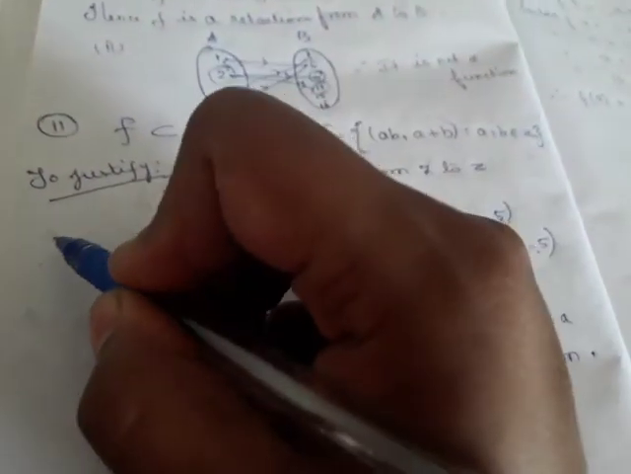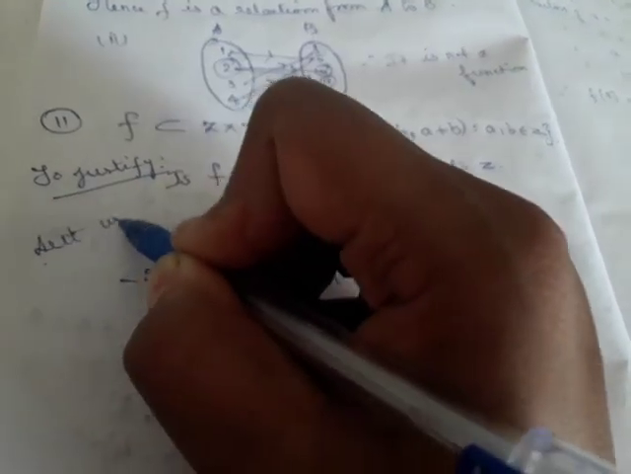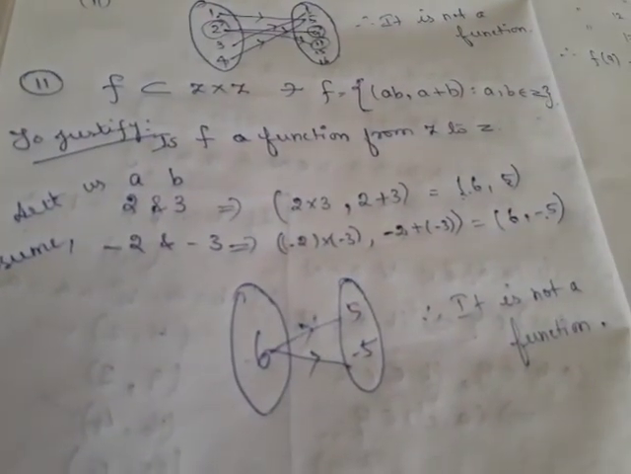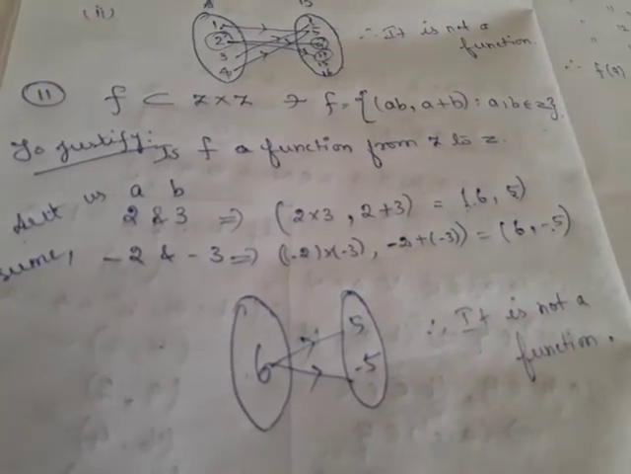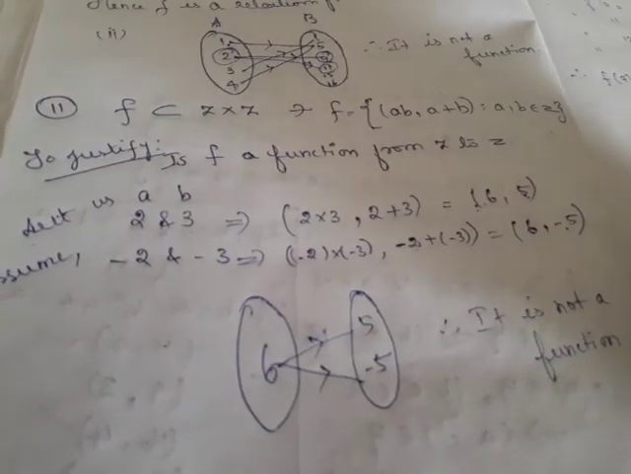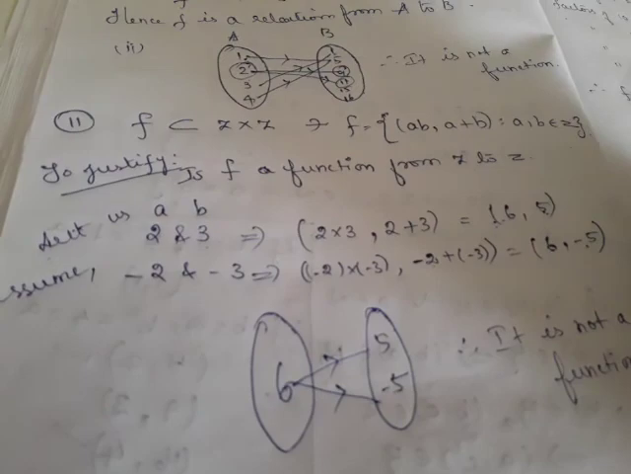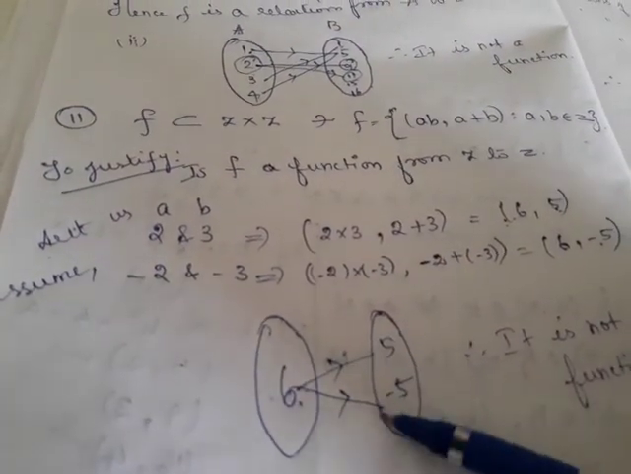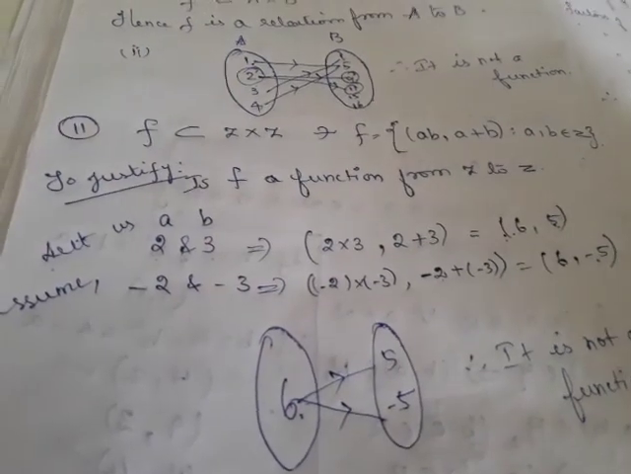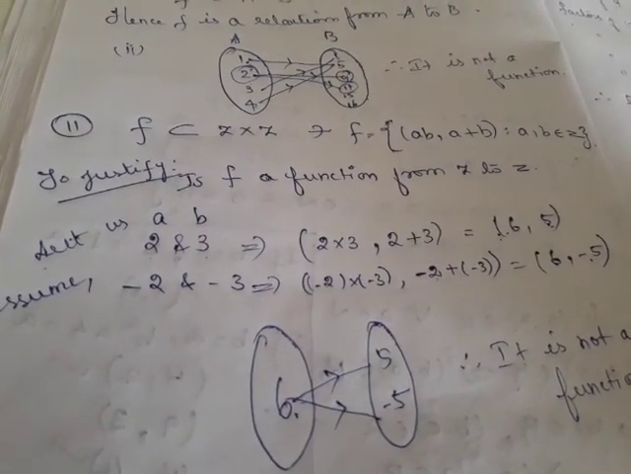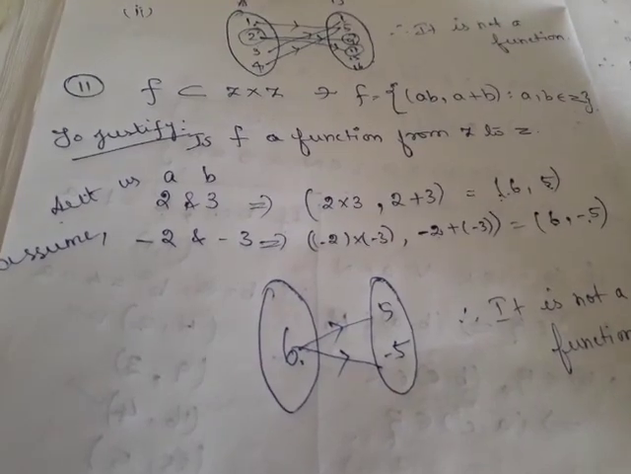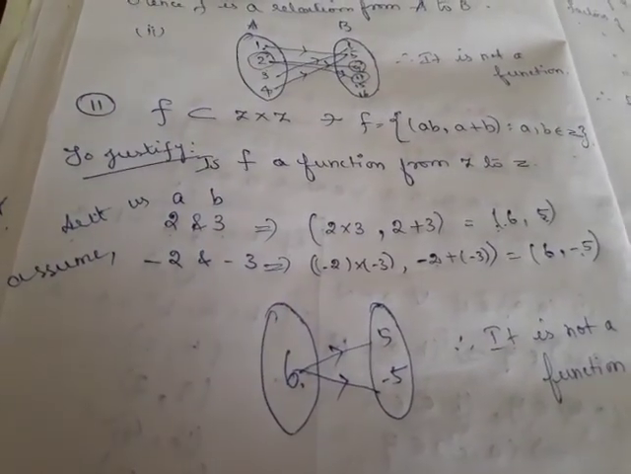So, how will you write the answer for this? Let us take one example. Let us assume A equals 2, B equals 3. Similarly, A equals -2, B equals -3. We got like this. Therefore, there are possibilities for an element in the domain to have two images in the codomain, and hence it is not a function. Like that, you have to justify your answer. Right? Hope you understood. Let us move on to the last problem of the exercise.